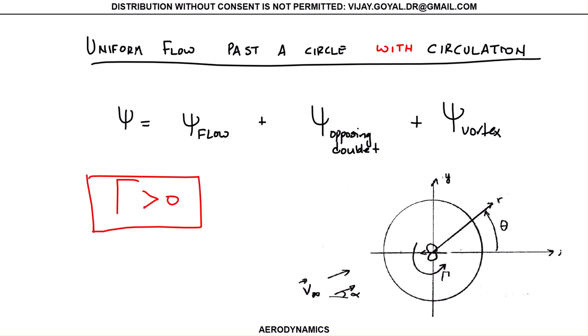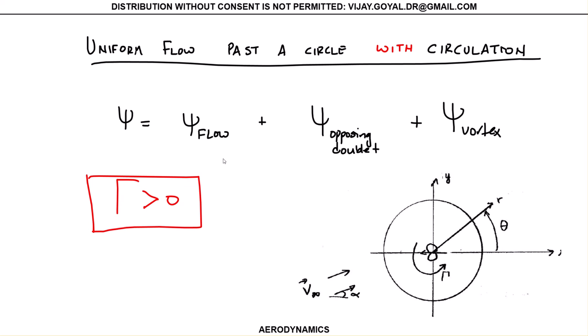So this is a continuation from the previous lecture. In this particular lecture, we are going to talk about the flow around the cylinder, or a two-dimensional circle, but with circulation. Now your problem basically is going to be the uniform flow past the circle, but with circulation.